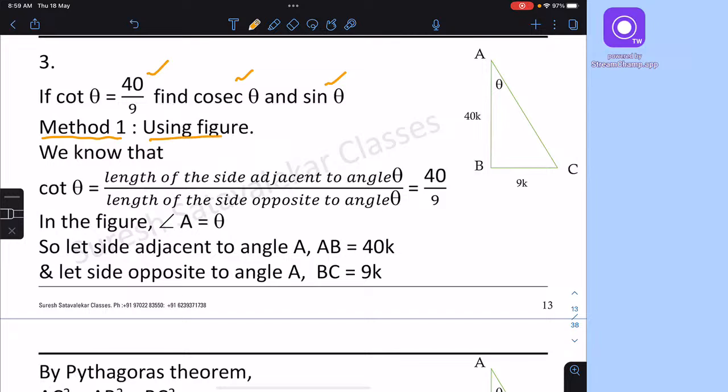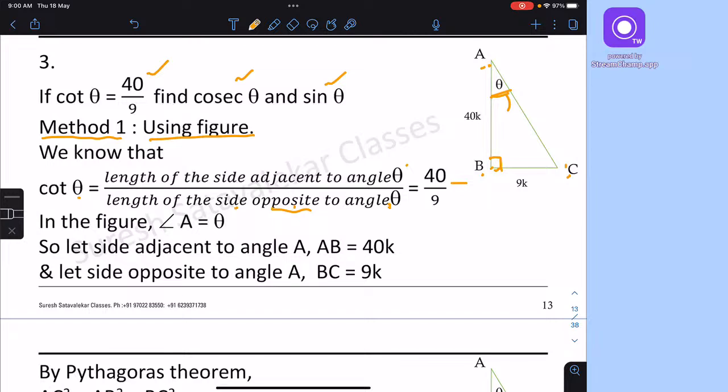Method 1 is using the figure. So we have drawn the figure triangle ABC as a right angle triangle in which angle B is 90 degrees. One of the acute angles is theta, so let angle A be equal to theta. Now we know that cot theta is equal to length of the side adjacent to angle theta upon length of the side opposite to theta. The side adjacent to theta is AB and opposite to theta is BC. So in the figure, cot theta is given as 40 upon 9.